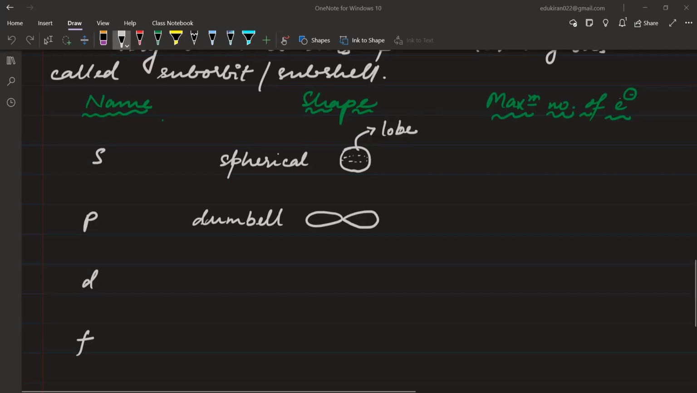Okay. Now, Haya, Nabiha, and everyone, please answer. How many lobes do we have in the S subshell? How many lobes can you see in the S subshell? 1. Okay. What about others? Yasir, tell me. Harsha, tell me. 1. All of you can see 1 lobe, right? Okay. How many lobes in the P subshell? 2 lobes. Very good.